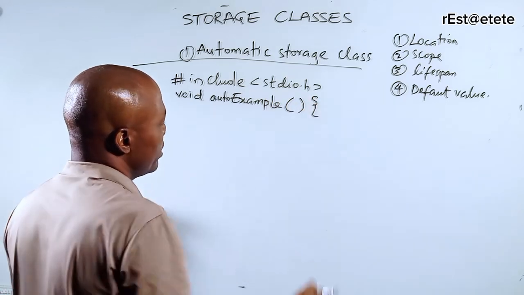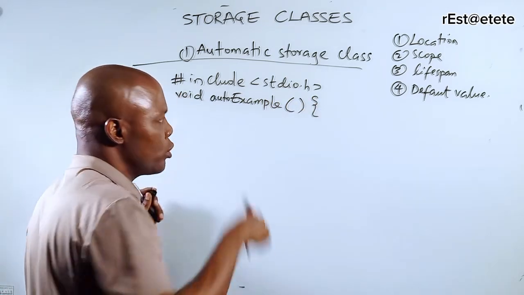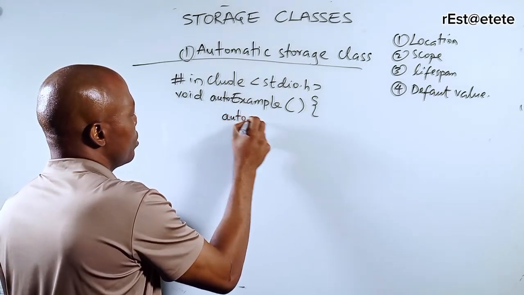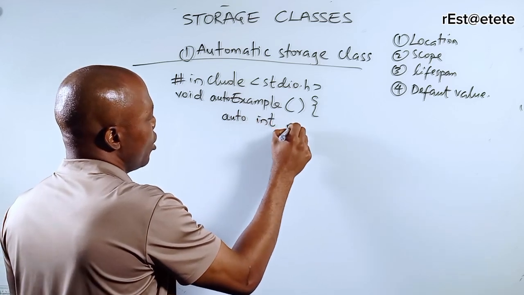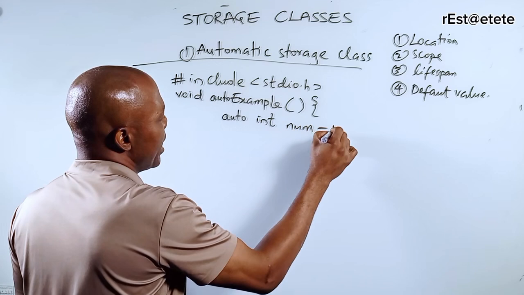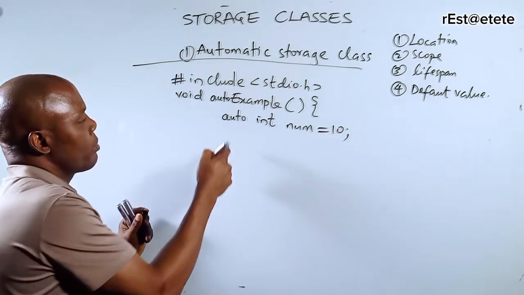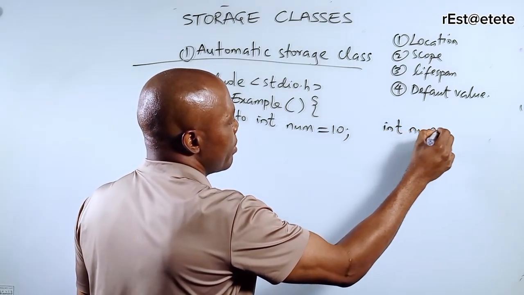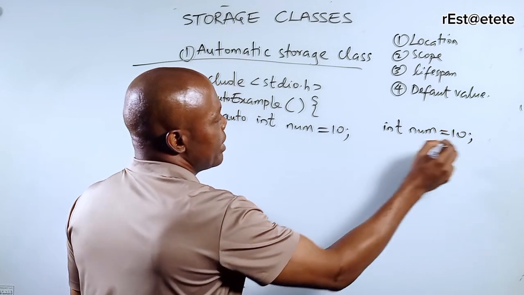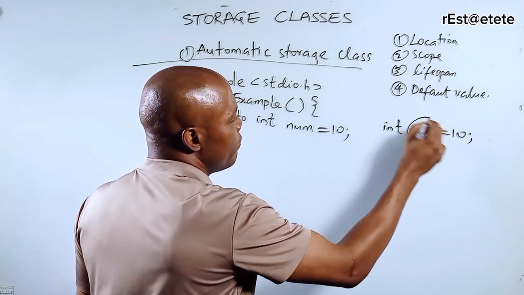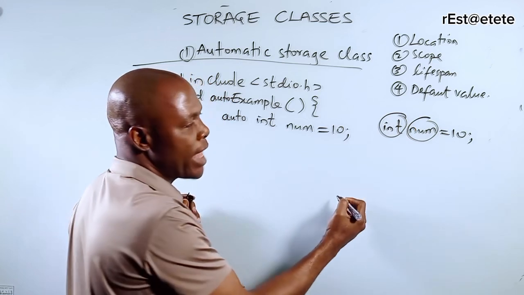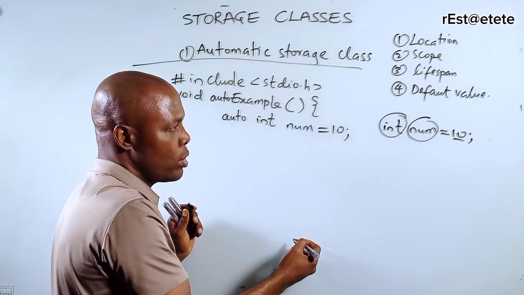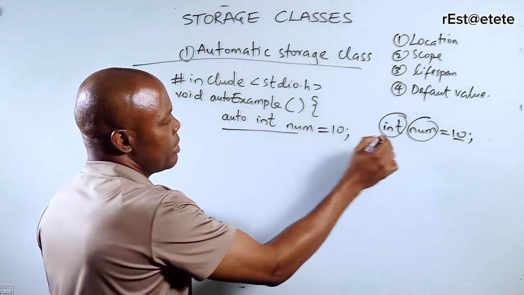Now, it's not expecting any parameter. So inside this function, I'm going to declare a variable. So I will call it auto int num, right? And I will assign 10 to it. So this is the same thing as saying int num equals to what? 10. That is assign 10 to num. So this is the variable name. This is the data type. And then this is the value that you are assigning to the variable.